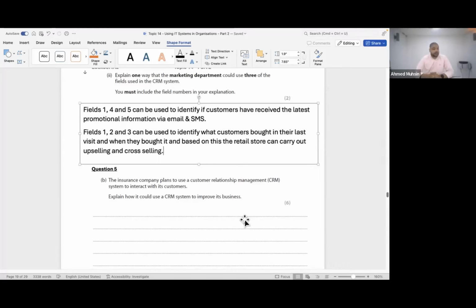Ikram, tell something, will you? How can a customer relationship management system be used to improve the business of an insurance company? Give me 1 point at least. If you were working for an insurance company, what would you suggest they do with their CRM system? Whatever comes to your mind, what do you think? How would you suggest a company to use their customer relationship management?